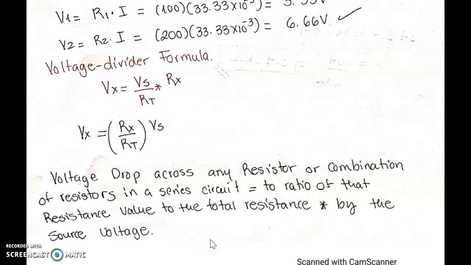Voltage divider formula is very, very useful because it saves us time. If we want to solve for a voltage in a specific branch, or in this case a series circuit, then we don't have to find the currents. We define that the voltage across that resistor is just a ratio of that resistor compared to the total resistors multiplied by the source. So if I am interested in voltage X, I'm going to divide resistor X by the total resistors and multiply it by the voltage source. Voltage drop across any resistor or combination of resistors in a series circuit is equal to the ratio of the resistance value to the total resistance times the source voltage.